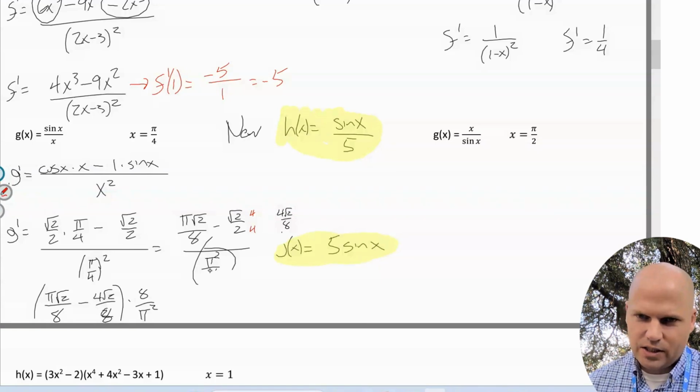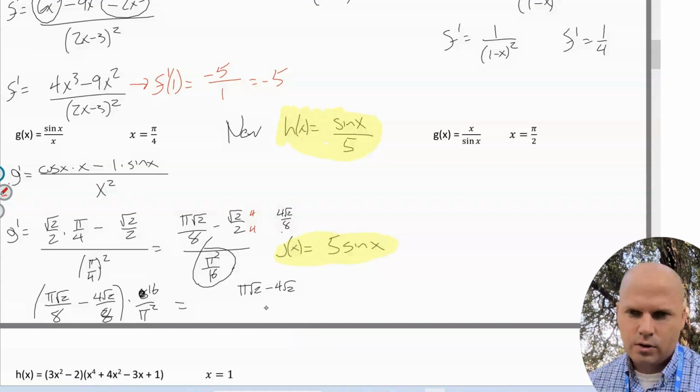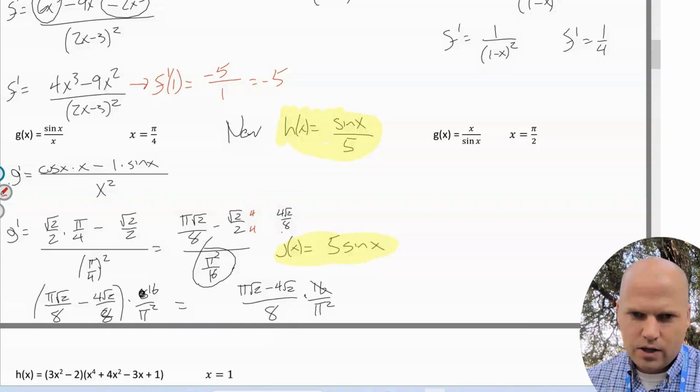It's pi squared over 16. I made a mistake that you guys always make, which is saying 4 squared is 8. Classic. But this is still interesting. Why do I say it's interesting? Because I'm going to combine these two to be pi root 2's minus 4 root 2's, or pi minus 4 root 2's over 8 times 16 over pi squared. This simplifies to be 2.